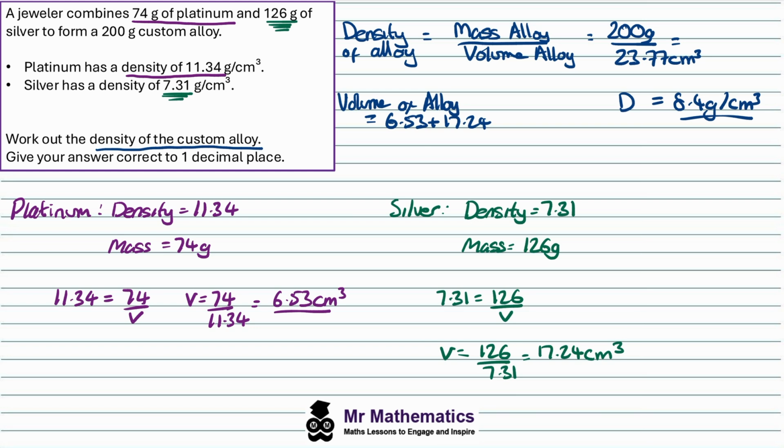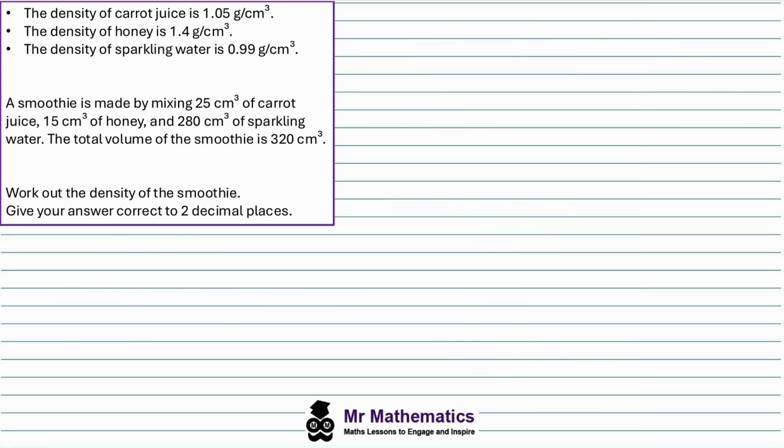Let's try another question. So now do you want to give this question a go? We need to find the density of a smoothie correct to 2 decimal places. Do you want to pause the video and come back when you're ready? Okay, so we're told that carrot juice, honey, and sparkling water combine to make a smoothie.